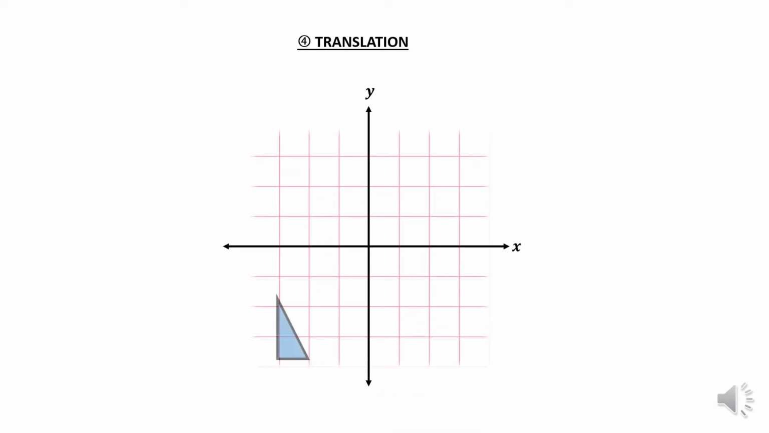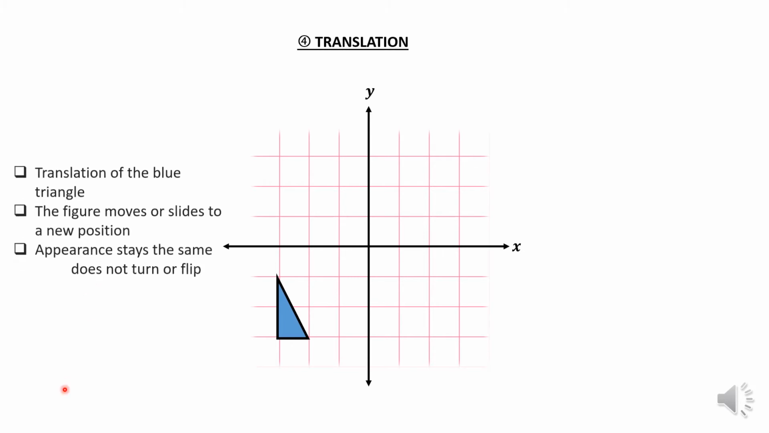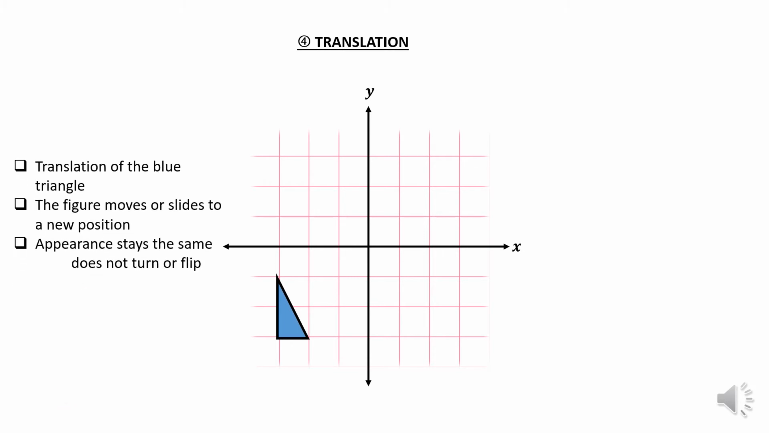The next one is translation. That is nothing but the sliding movement that the shape undertakes. It kind of glides through. So when you look at this particular one here, all right, the appearance of it stays the same, but it just glides, it just slides through.